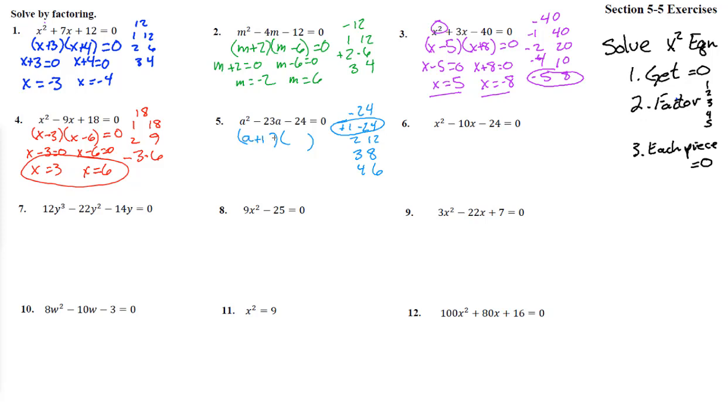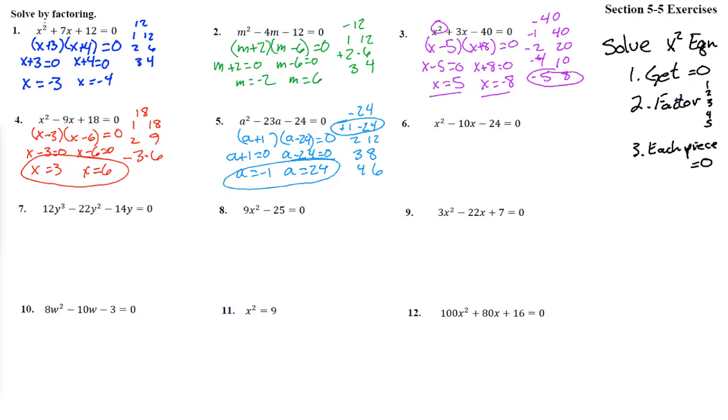So we get (a plus 1)(a minus 24) equals 0. We've got it factored equal to 0. Take each piece: a plus 1 equals 0, that gives us a equals negative 1. That will cause this one to go to 0. And a minus 24 equals 0, so a equals 24. So that gives us those two answers on number 5.